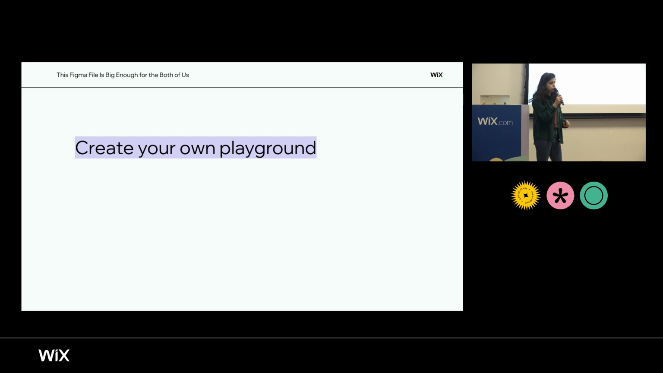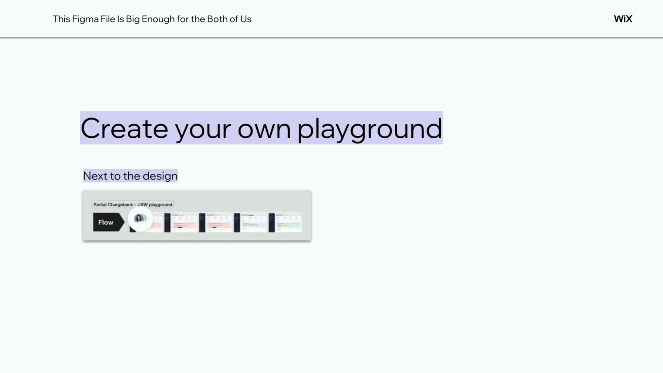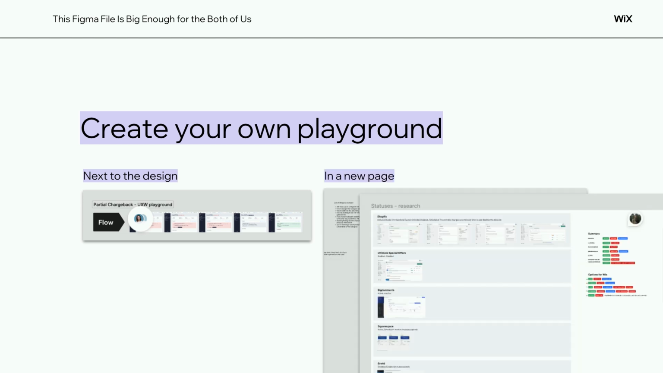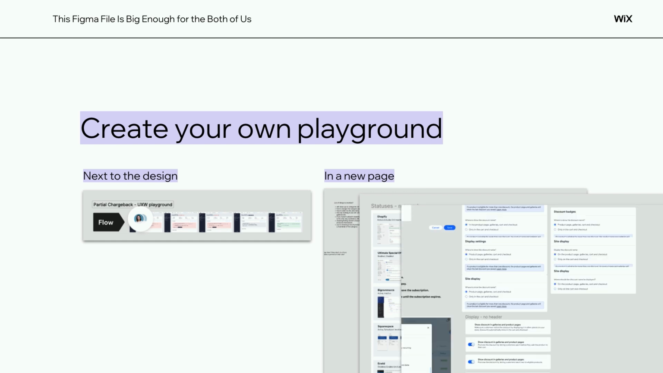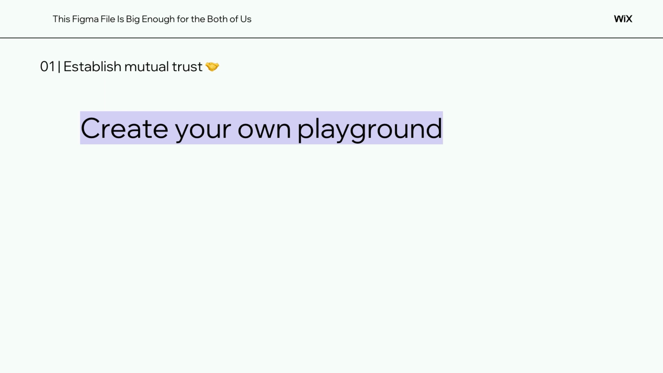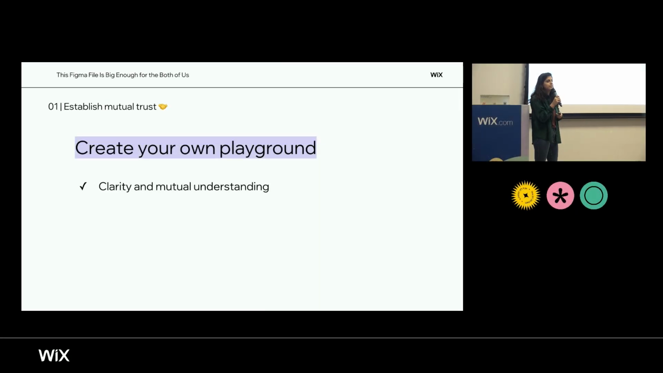First of all, I started to create my own playground in the file. What does that mean? So that can mean either just creating a small section next to each flow or next to each kind of screen where I workshop my own part of the flow. So I create like drafts for my copy and stuff, and then I move it back to the main design. Or even my own page, right? So now I have a page where I kind of put research and all kind of stuff, and that really helps me. So my own playground, first of all, it creates clarity.